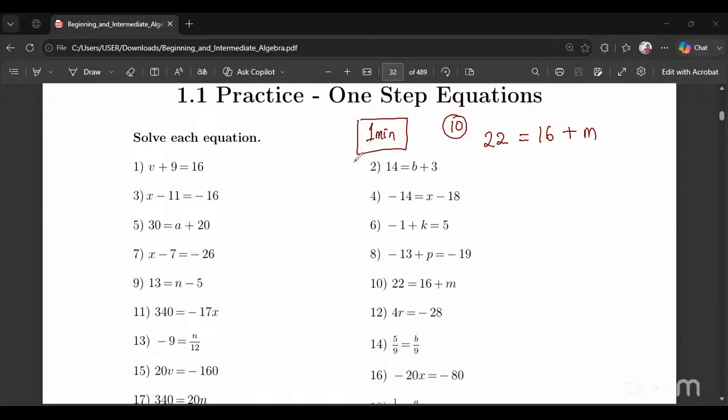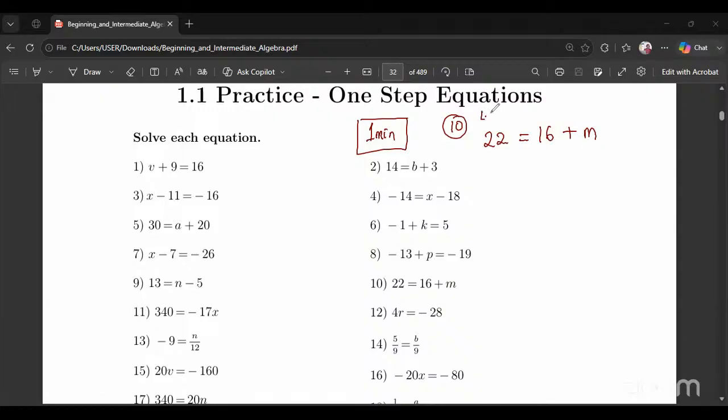Well done, well done. Let's now do the problem together. So we want to solve question 10, and question 10 is 22 is equal to 16 plus m. So we want to find the value of m that would satisfy this given equation. By now, you already know what to do. If you've been following the video from the beginning, you already know what to do from this point. But then, how do we even solve this problem and get the value of m?